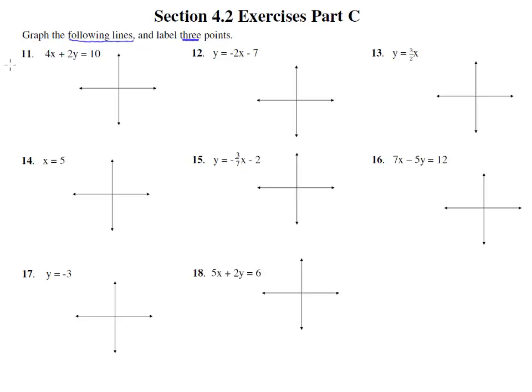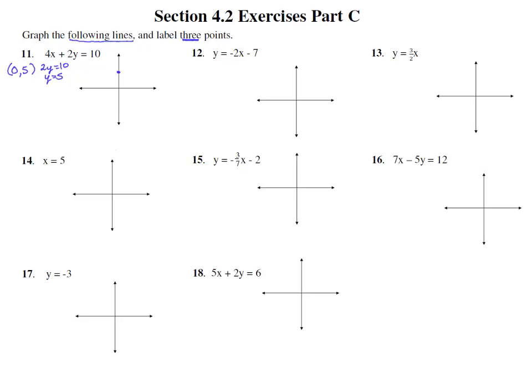Okay, let's pick a point to start with, or pick a number to stick in. We can pick anything we want. Let's stick 0 for x. I think zeros make it a little bit easier. If we stick 0 in for x, we get 4 times 0 is 0 plus 2y equals 10. Divide both sides by 2 and we get y equals 5. So the point 0, 1, 2, 3, 4, 5 is about up here.